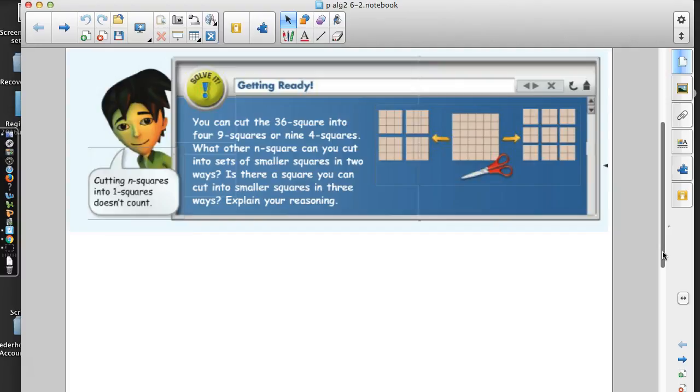That's what's important. If we're going to talk about square roots, we need things that are perfect squares. So we notice we're getting perfect square answers for these. This is 3 by 3, which is 9, which is a perfect square. This is 2 by 2, which is 4, which is a perfect square. And it says, what other squares could you cut into sets of smaller squares in 2 ways? Is there a square you can cut into smaller squares in 3 ways, and explain the reason? Well, to do that, we kind of have to see, why is this working? For 36, why does this work?